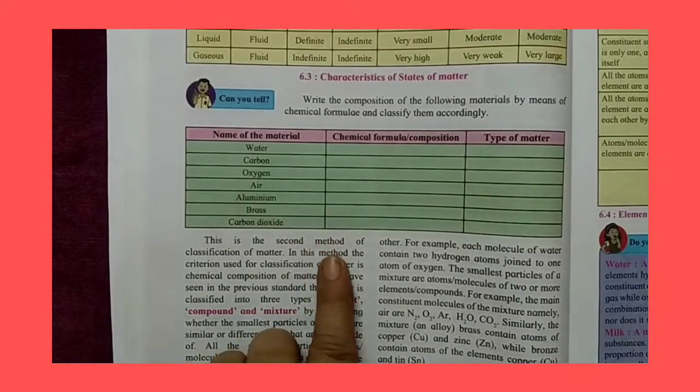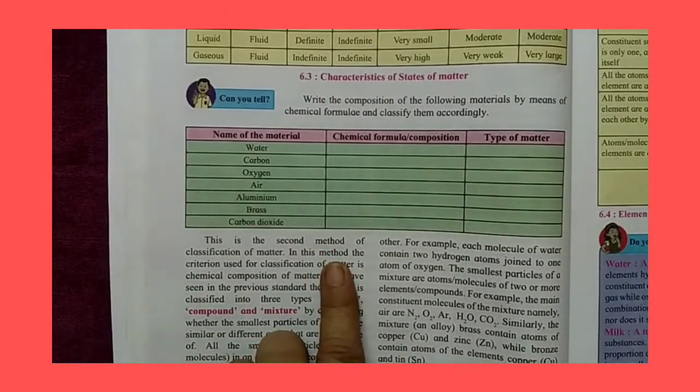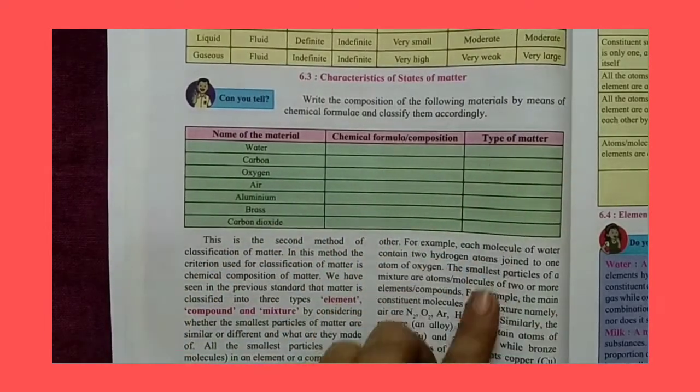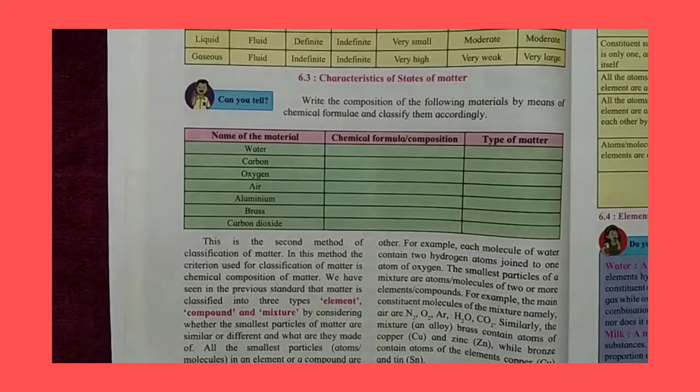Let us come to this now. Write the composition of the following material by means of a chemical formula and classify them accordingly. We have to write the chemical formula and what type of matter it is, whether it is solid, liquid or gas.